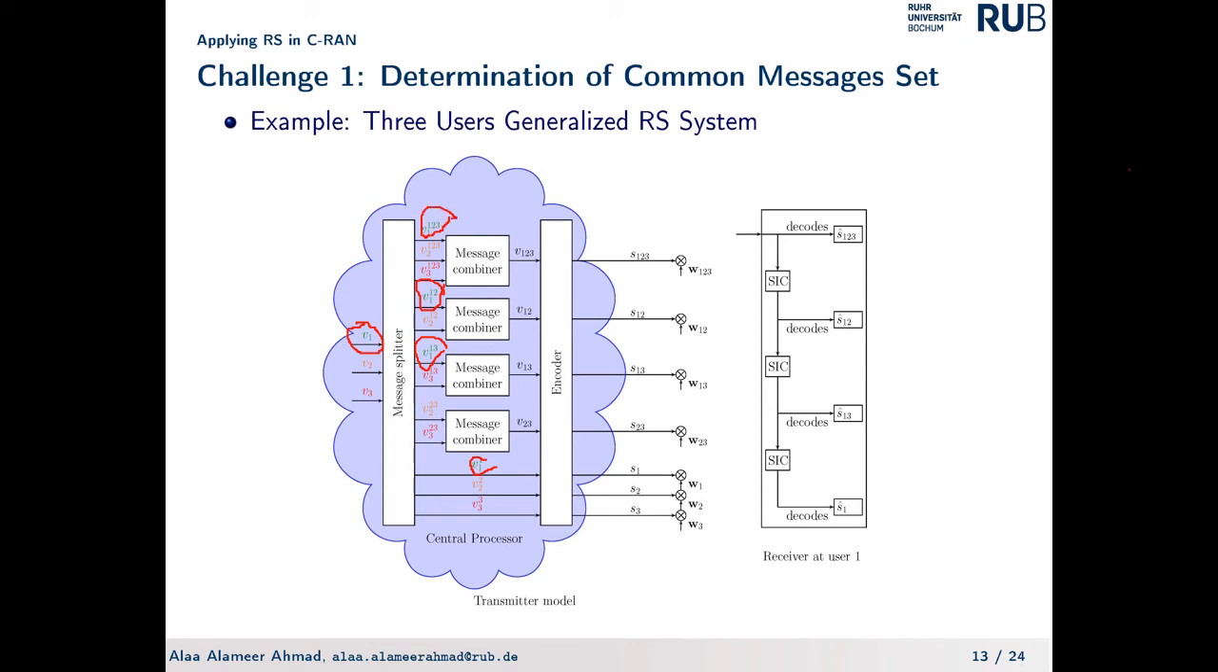After that, all the split messages are combined and jointly encoded to produce 7 streams. For example, S1 is a private stream of user 1, S13 is a common message between users 1 and 3, S12 is a common message between users 1 and 2, and S123 is a common message between all the users. At the receiver side, each user applies a successive interference cancellation receiver and decodes the messages in a successive order. For example, user 1 first decodes the message S123. After that, it decodes the message S12, then S13, and at the end it decodes its private message.